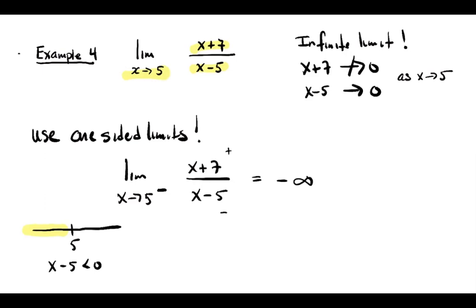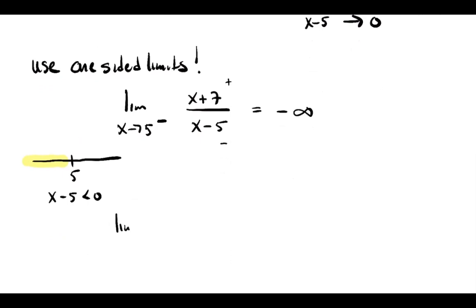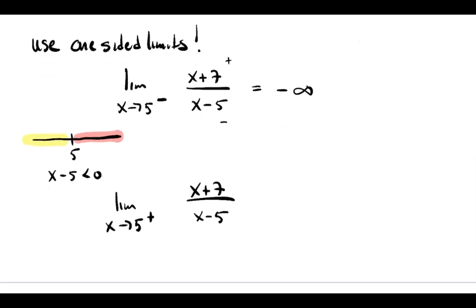How about the one on the right? The limit as x goes to 5 from the right. The numerator is still positive. It's still about 12. But when you're coming into 5 from the right, picking values of x that are bigger than 5, x minus 5 is positive. So this is going to be a ratio of a positive number over a positive number. So it's going to be positive infinity.